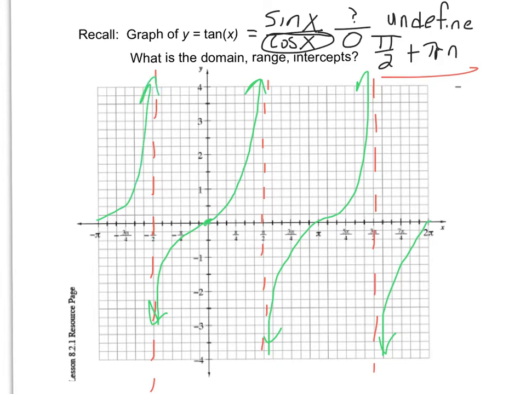So there's tangent, the domain for the tangent graph is all reals except, so x cannot be pi over 2 plus pi n. The range is going to be all reals because the graph keeps going up.